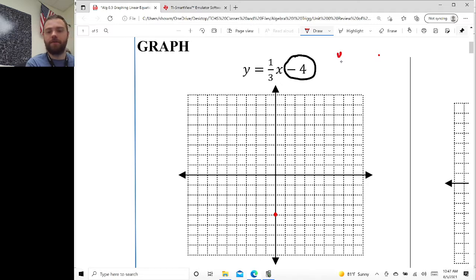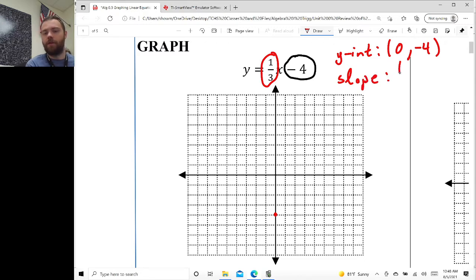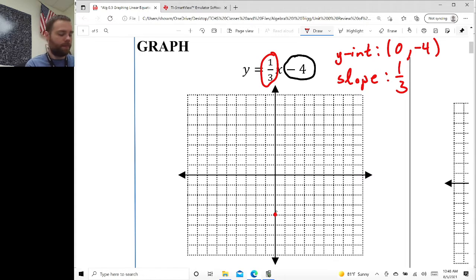So the y-intercept is a coordinate, and it's 0, -4, okay? So we've gone left and right none and down 4. And then from there, you take a look at your slope, okay? So your slope, or your m, is 1/3. And what that means is from that y-intercept, we're going to go up 1 and right 3.